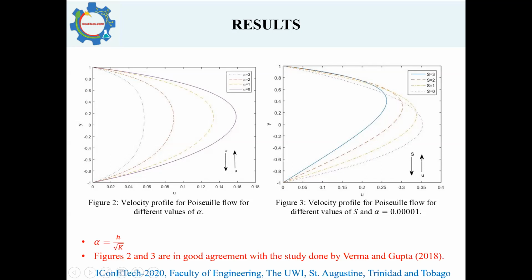So as velocity increases, the suction injection parameter decreases. Here, alpha is used as 0.00001, which means that the permeability of the porous material is high and therefore velocity increases. This result is also in good agreement with studies done by Verma and Gupta in 2018.